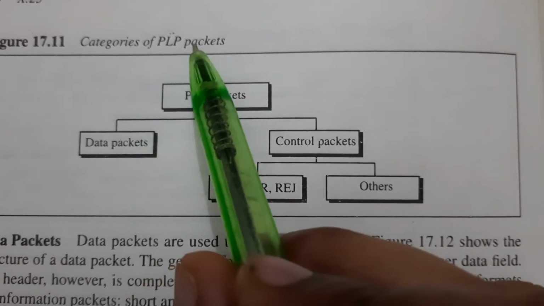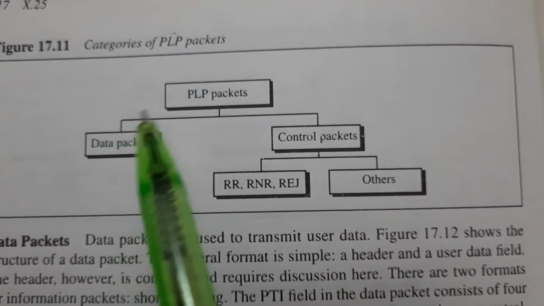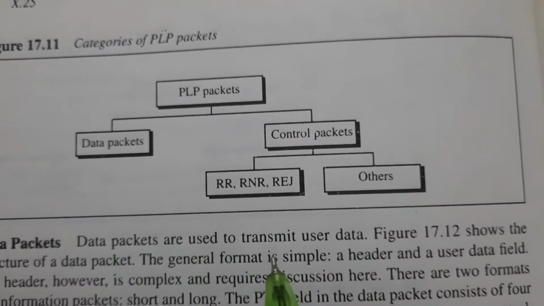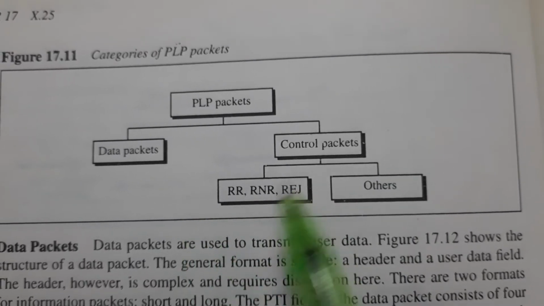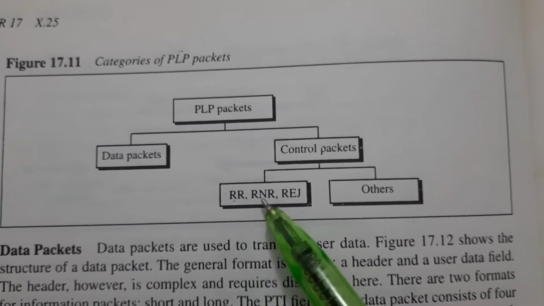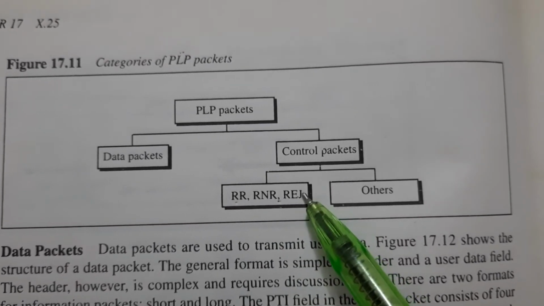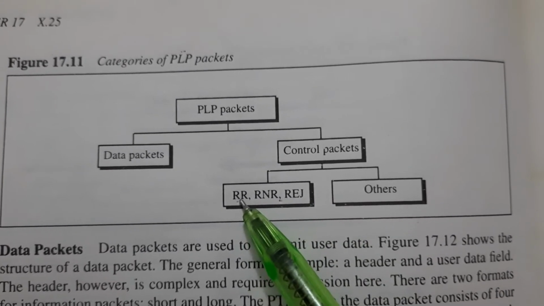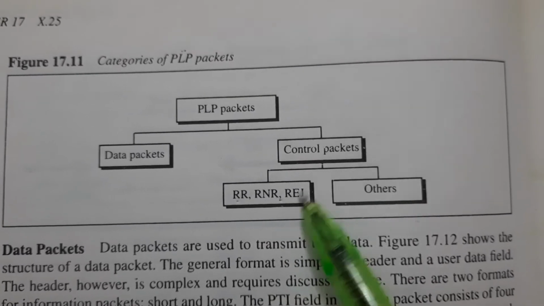Next one is the categories of PLP packets. The two categories of PLP packets are data packets and control packets. Data packets are used to transmit user data, and control packets are used for connection control, such as RR representing receive ready, RNR receive not ready, and REJ for rejection. So RR receive ready, receive not ready, rejection, and others.